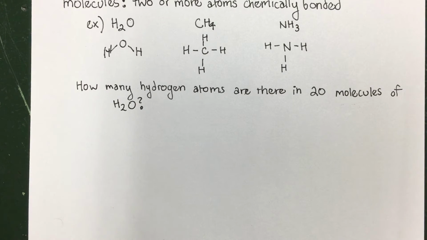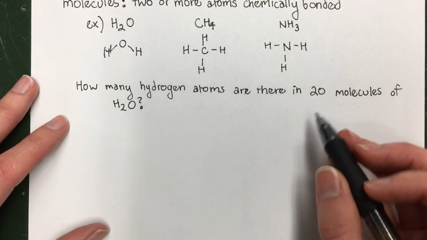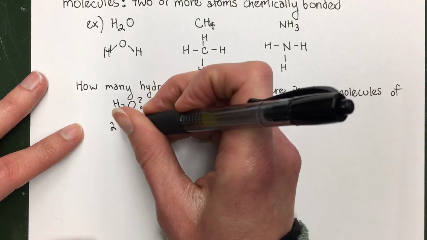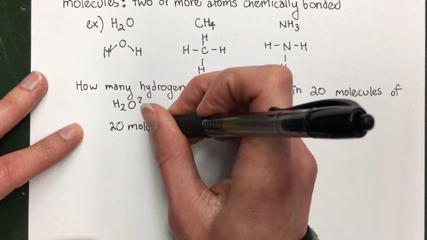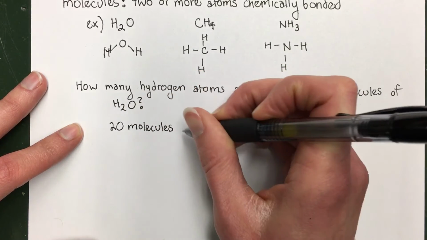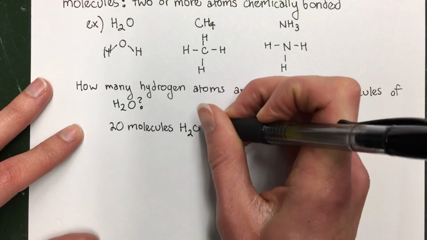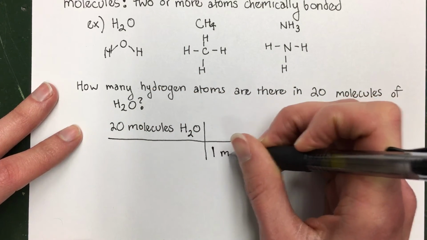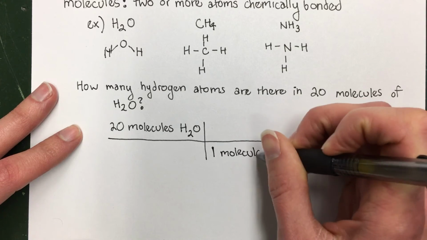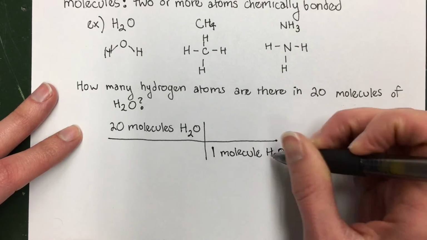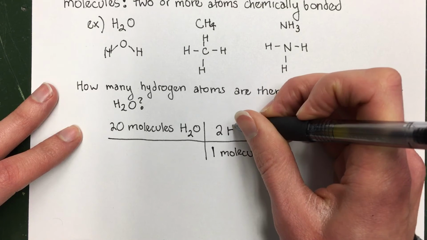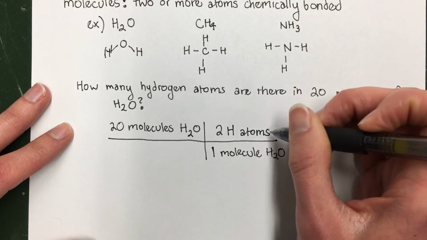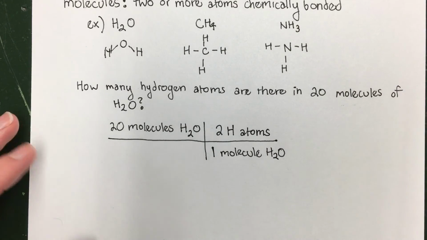And that's great that you can do that in your head, but I want you to get a little bit used to doing this with conversion factors. So the way you could set this up is you have 20 molecules of H2O. For every 1 molecule of H2O that you have, you're going to have 2 hydrogen atoms, or 2 atoms H. You could write the H first or the atoms first, whichever one you want.